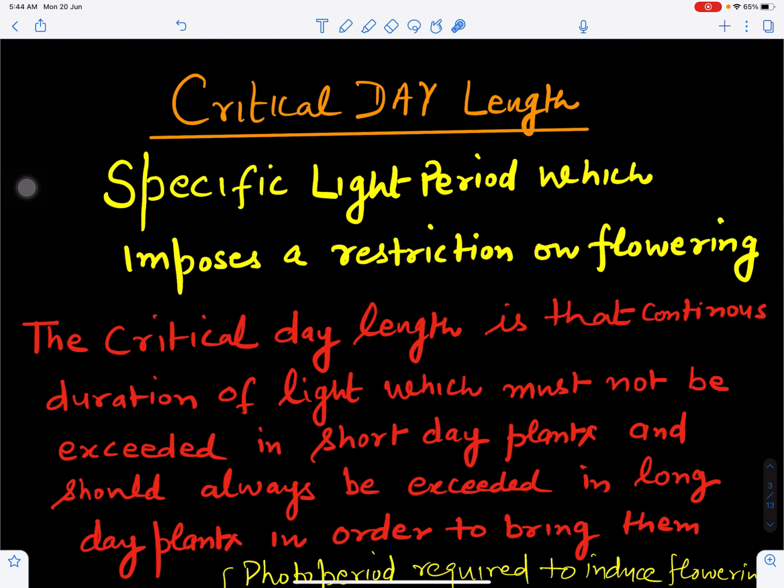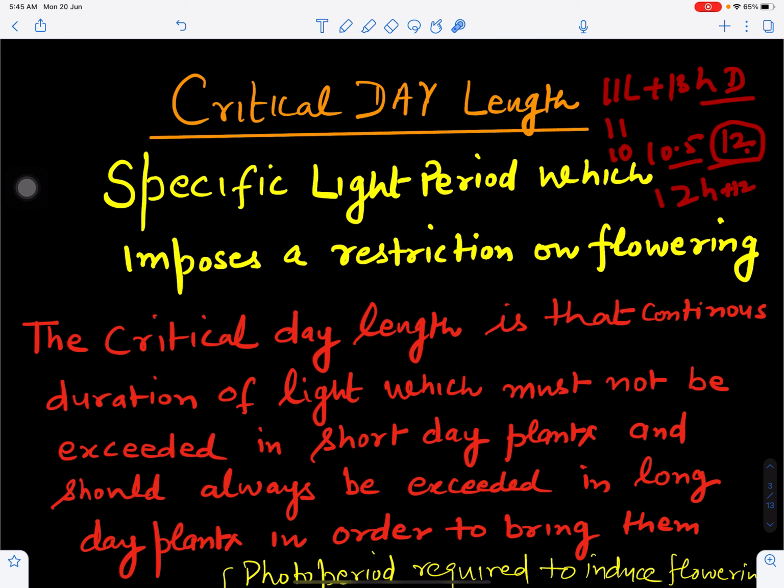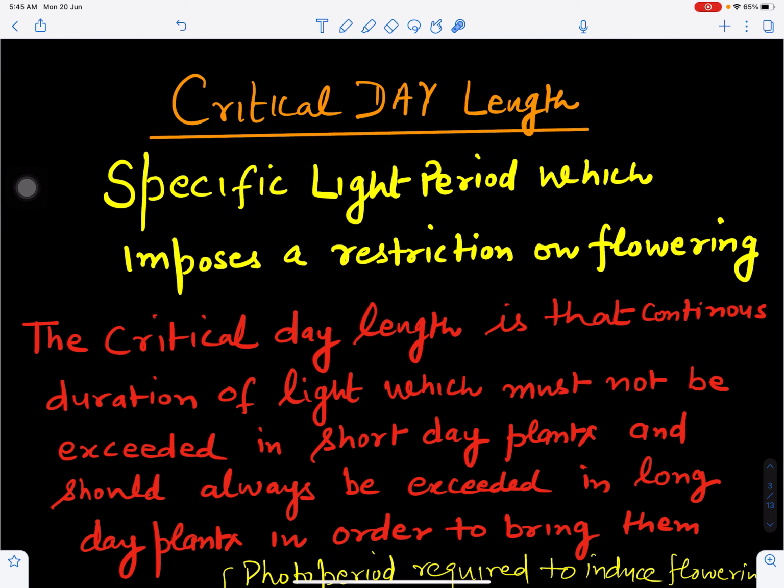So critical day length is very important. Like we discussed, if the plant requires 11 hours of light and 13 hours of dark and it is a short day plant, the light can be 11, it can be 10, it can be 10.5, but it cannot be 12. So this critical day length should not be exceeded in case of a short day plant. But suppose it is 12 hours light, 12 hours dark, and this is a long day plant. If we give 13 hours of light, flowering will take place. If we give 12 hours of light, flowering will take place. So the critical day length must be exceeded in a long day plant. It should not be exceeded in short day plants.